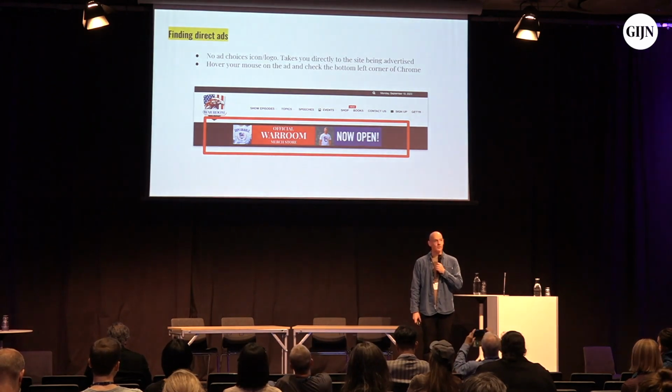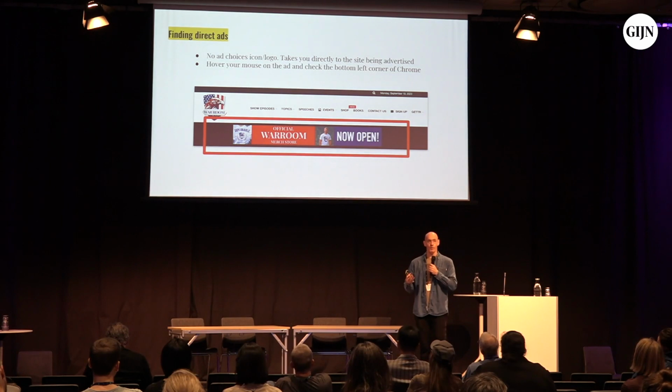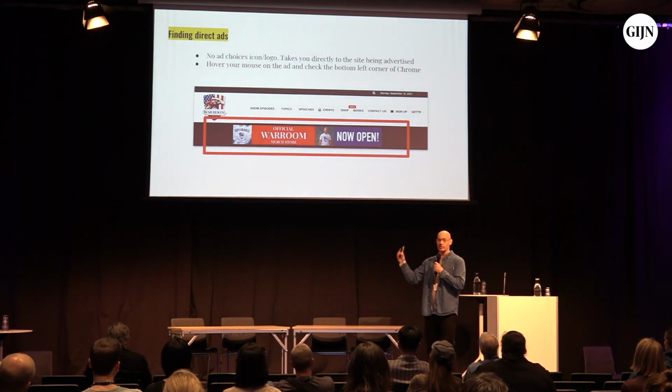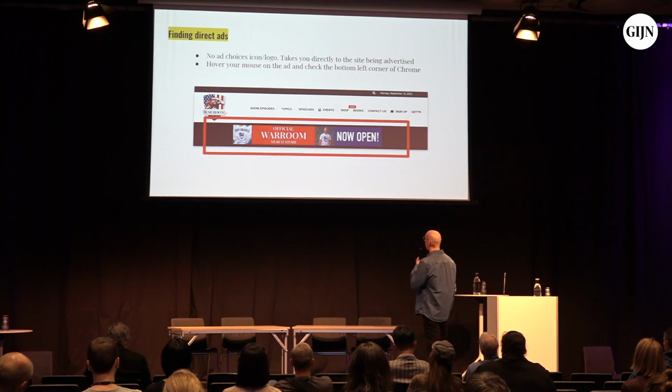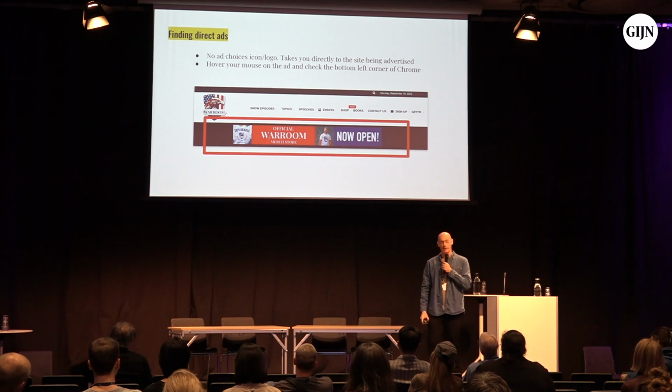So in terms of direct ads, one of the signs of a direct ad would be that, number one, there is no ad choices logo or information in the upper right-hand corner. So if we look at this one on a kind of extremist site in the US, they're running their own ad on their own site. There's no information in the upper right-hand corner. That's one indication this is probably a directly placed ad.